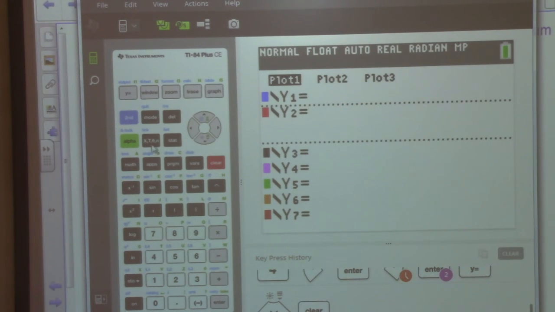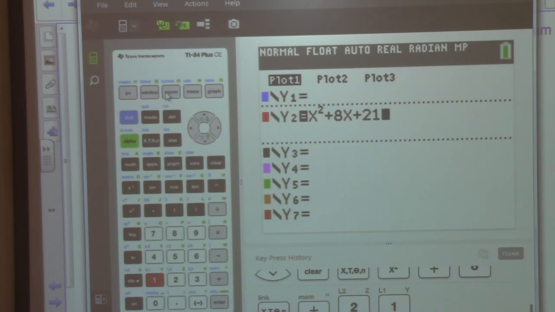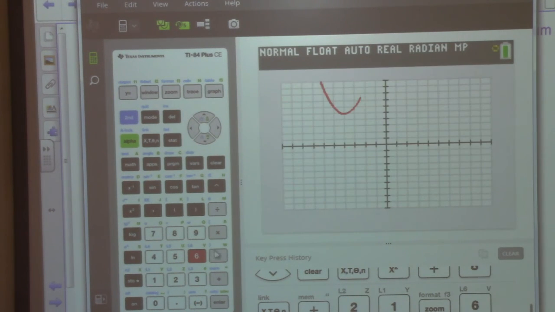Okay, x squared plus 8x plus 21. Now I'm going to go to the standard window by going Zoom 6. And so here's a minimum value of 1, 2, 3, 4, 5. Minimum value is 5. Yes. Okay, next one.